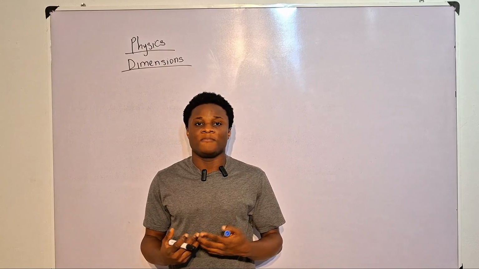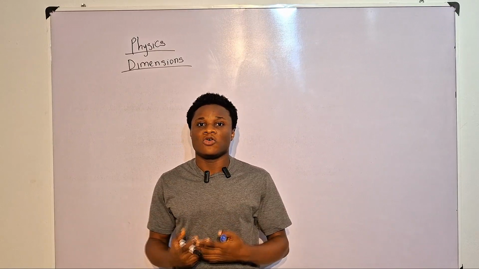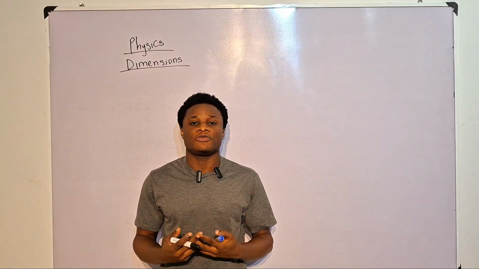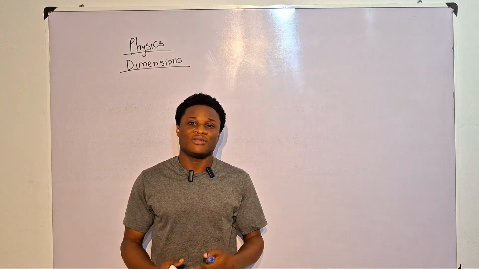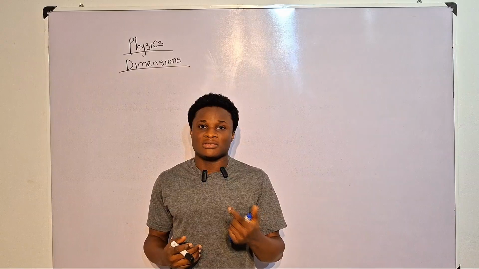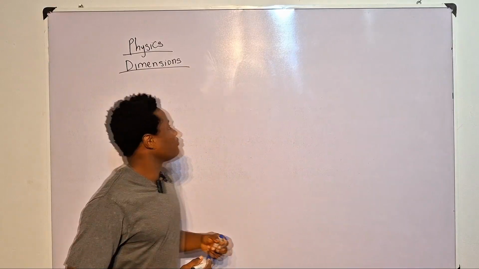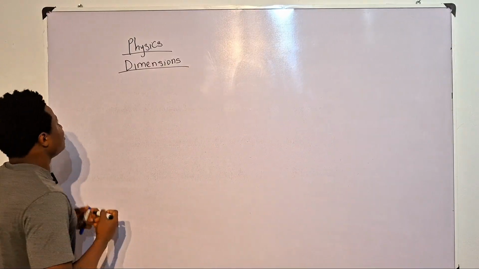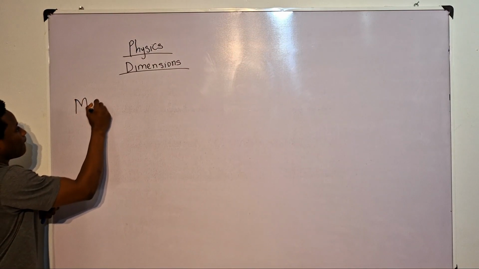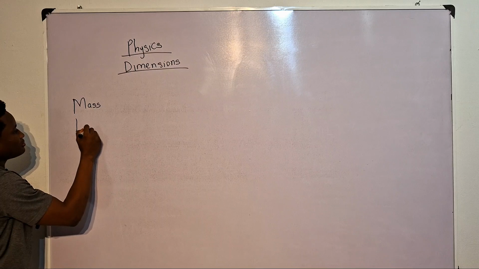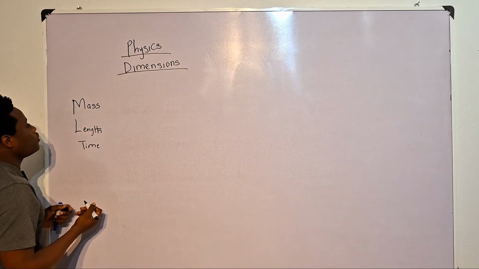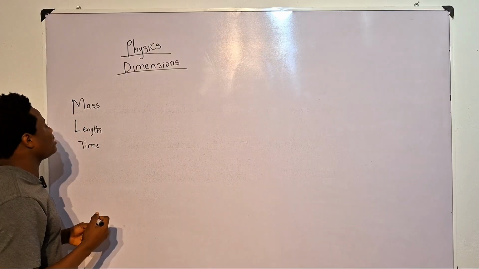I'll repeat it again. We say that dimensional analysis or dimensions of physical quantities is defined as the mathematical expression of physical quantities in terms of the three basic quantities. And the three basic quantities are mass, length, and time. I would explain what I mean. The three basic quantities are the mass, length, and time. And now, the dimensional analysis is the mathematical expression.